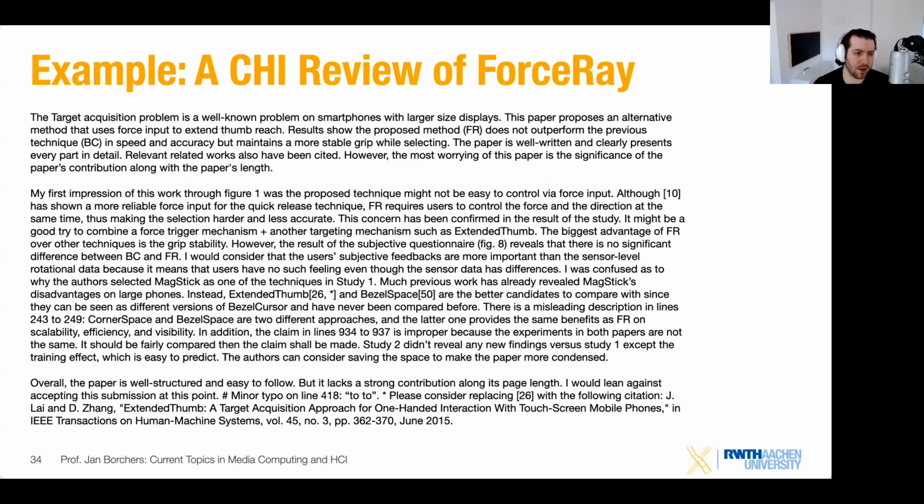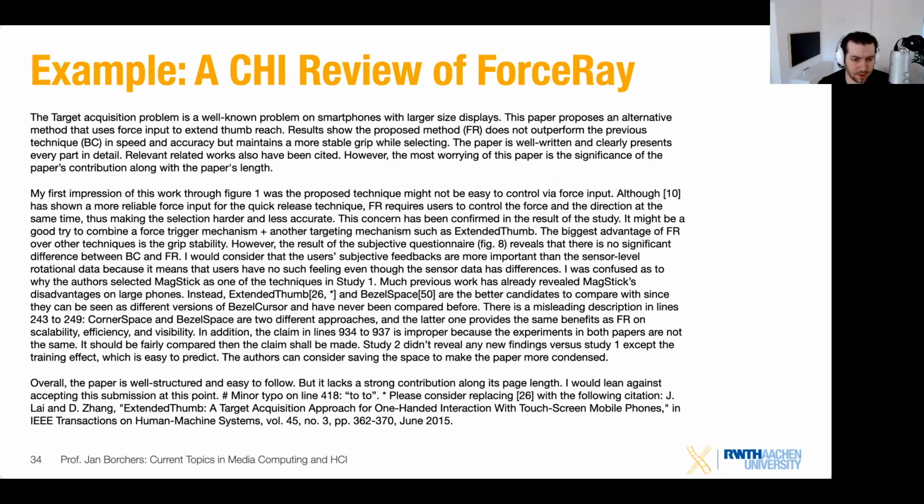I was confused as to why the authors selected MaxStick as one of the techniques in study 1. Much previous work has already revealed MaxStick's disadvantages on large phones. Instead, extended thumb, source 26, and bezel space 50 are the better candidates to compare with, since they can be seen as different versions of bezel cursor and have never been compared before. There's a misleading description in lines 243 to 249. Corner space and bezel space are two different approaches, and the latter one provides the same benefits as force ray on scalability, efficiency, and visibility.